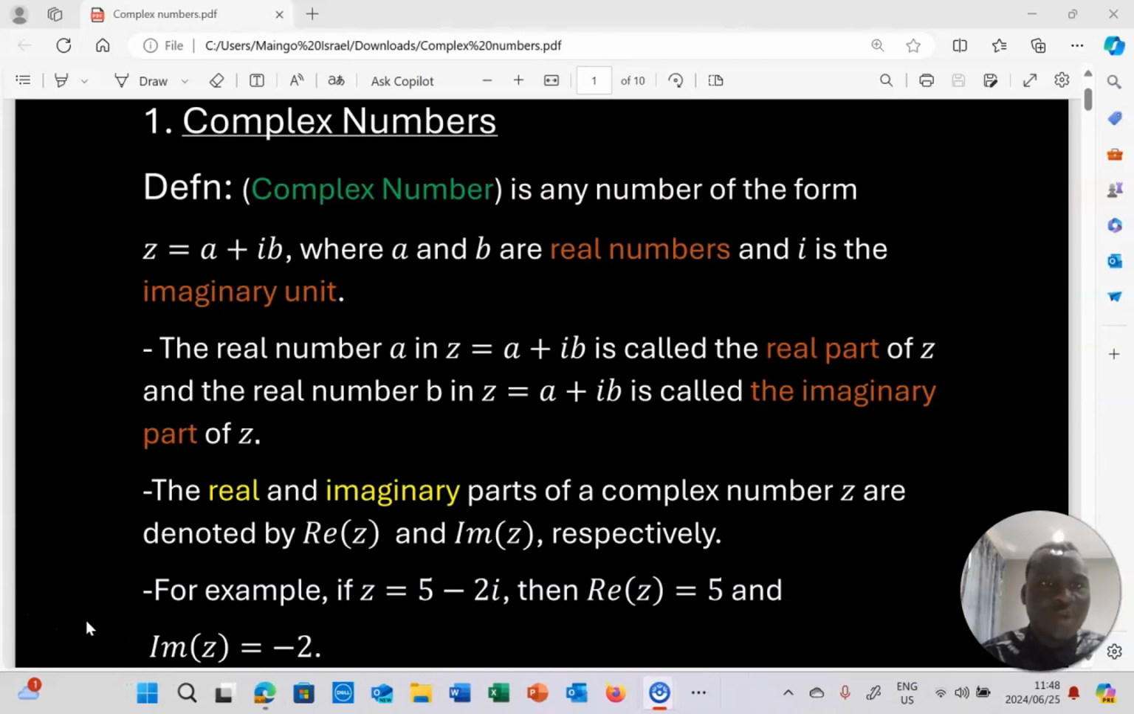Hello everyone, I welcome you to today's lesson where I will be talking about complex numbers, which is one of the topics under complex analysis. So without wasting any time, let's get into it.